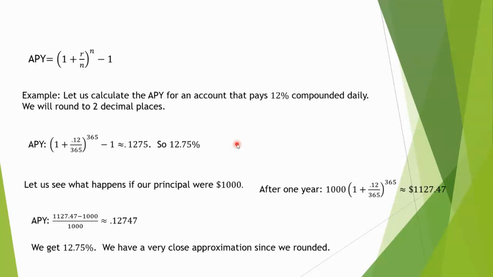Okay. And here, all I did was consider, well, what would happen if our principal was actually $1,000? Well, then after a year, by direct calculation, you would have this amount. Let's calculate the percent increase. That's what I'm doing here. The percent increase is very close to what I have here.